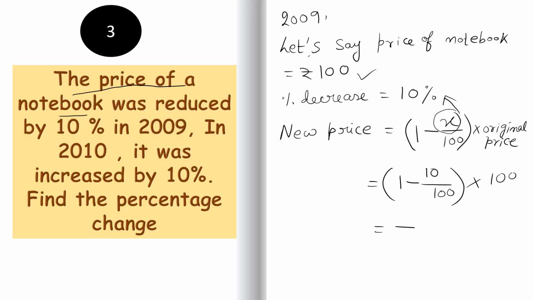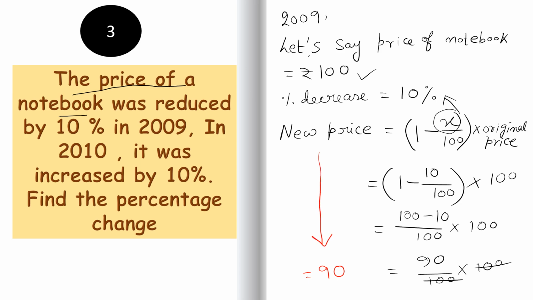Okay, if we do the fraction subtraction, we get 100 minus 10 by 100 into 100. 100 minus 10 is 90 by 100 into 100. So this 100 and this 100 gets cancelled and our final answer is 90. So what is our new price after deduction of 10%? It is rupees 90.